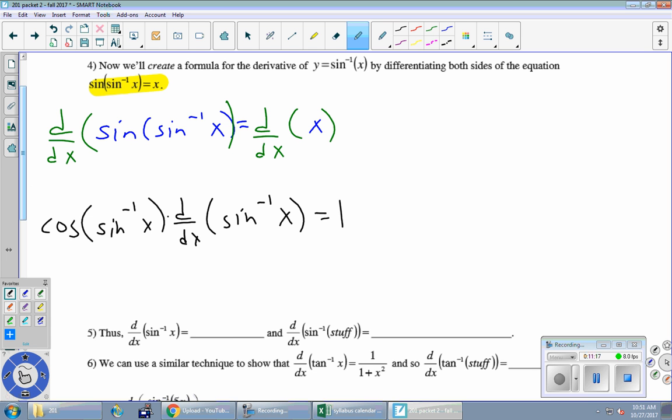Okay, the goal is to figure out a formula for the derivative of inverse sine. So we are going to move this cosine of inverse sine over to the other side by dividing, just like we did in the previous problem. So here we go. Derivative of inverse sine of x, that's all that remains on the left-hand side, equals 1 over cosine of inverse sine of x.